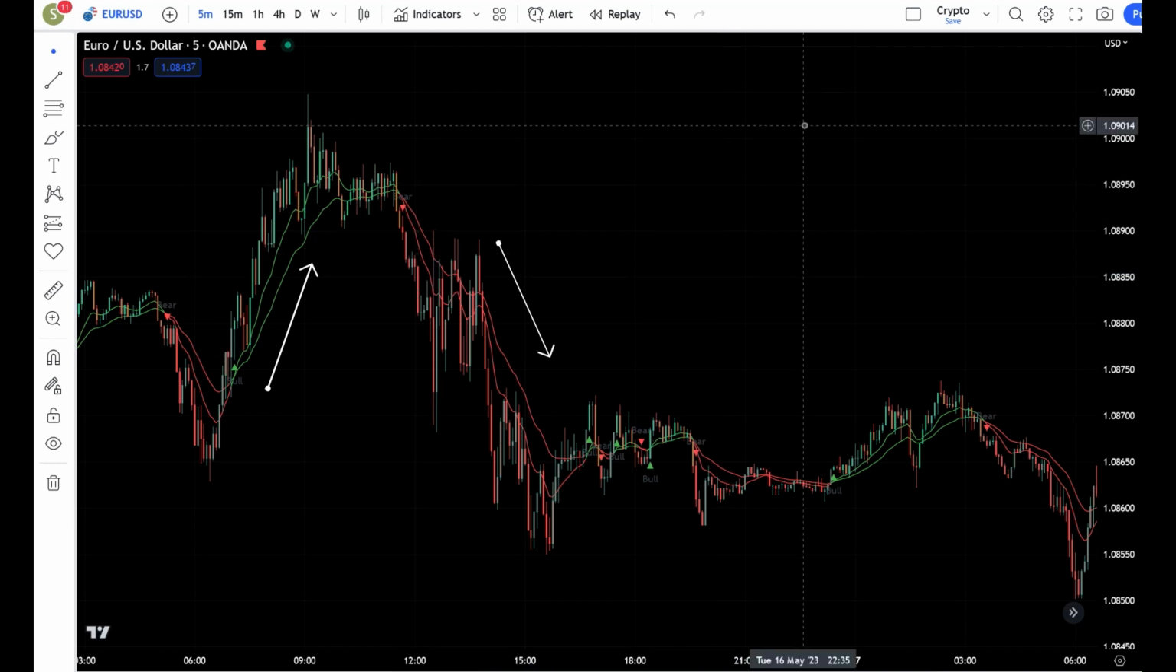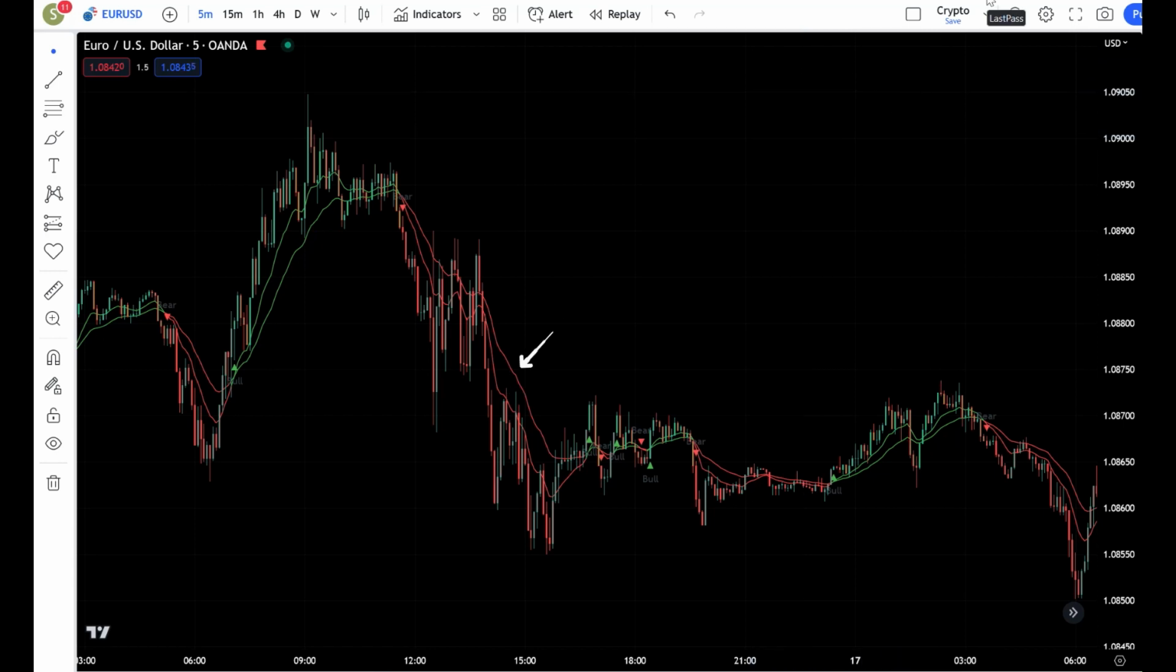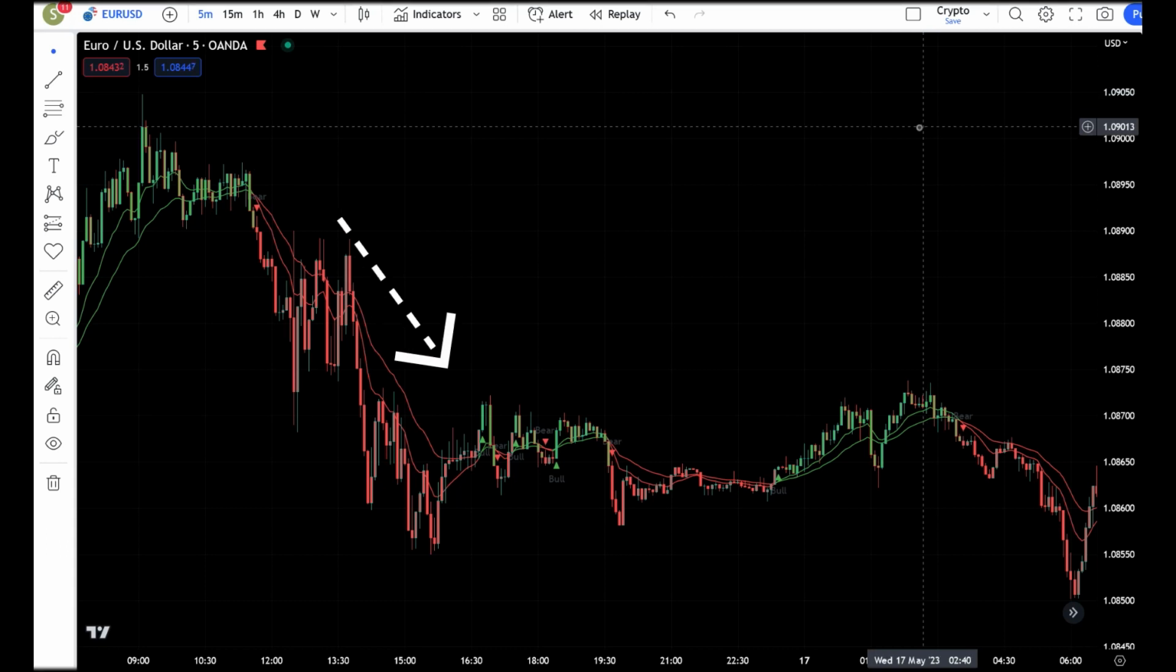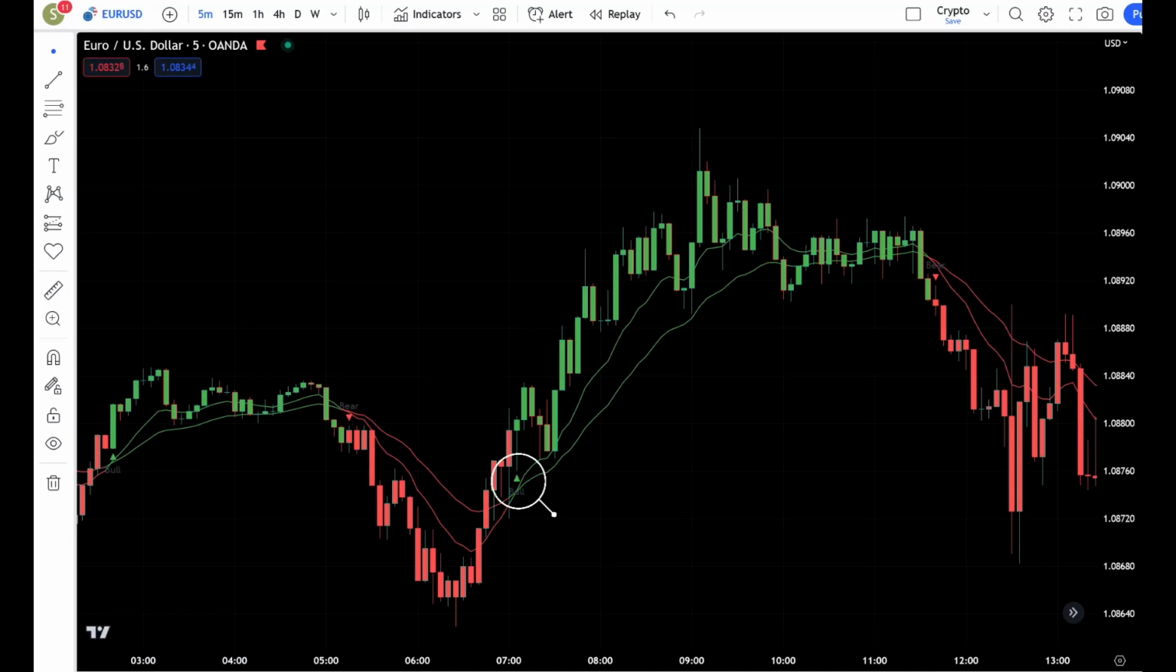This indicator contains 2 moving average lines. The top line represents the slow moving average, while the bottom line represents the fast moving average. The indicator gives signals when these 2 lines cross each other. If the crossing is downward, it indicates a bearish or sell signal. Conversely, if the crossing is upward, it indicates a bullish or buy signal.